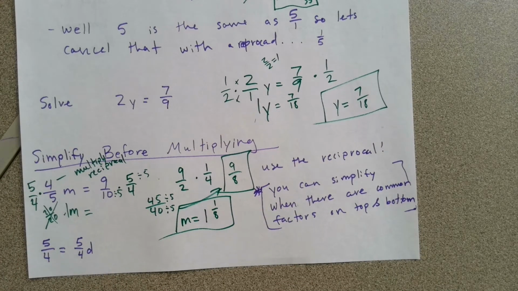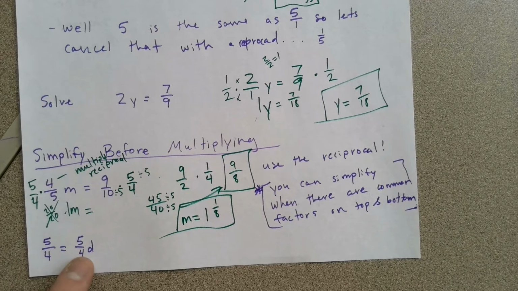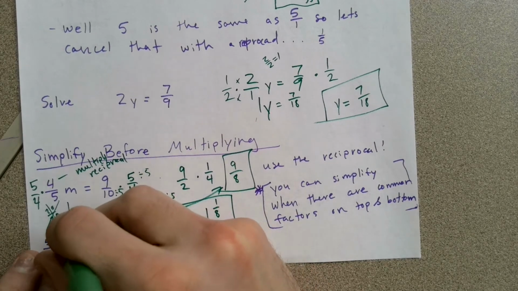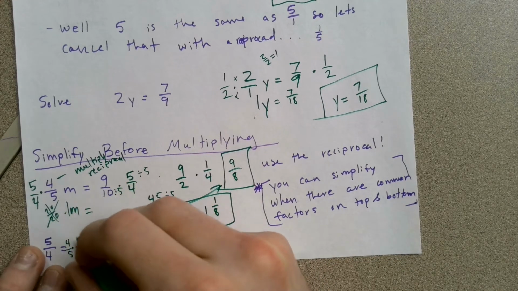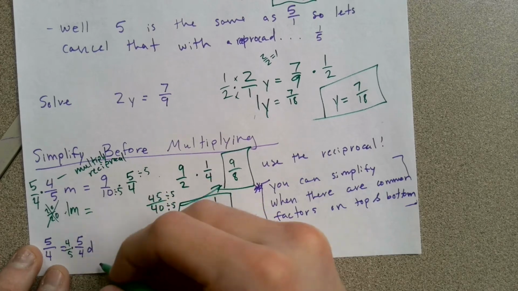We're using that reciprocal big time today. We're going to do the same thing right here. In order to get this D by itself, I want to undo that fraction. So I'm going to times by the reciprocal. 4 times 5 is going to be 20. 20 on bottom. That leaves behind a 1.